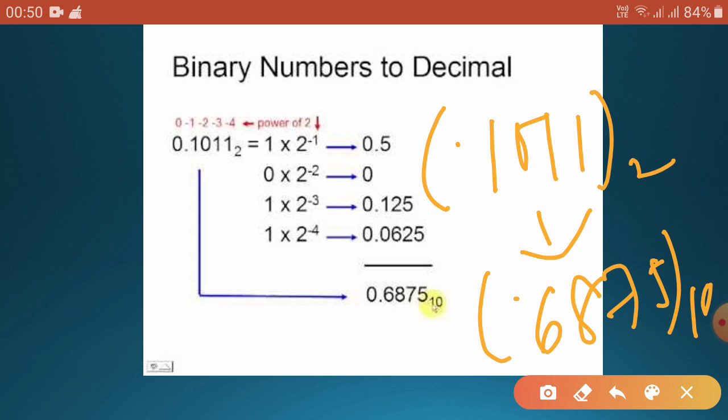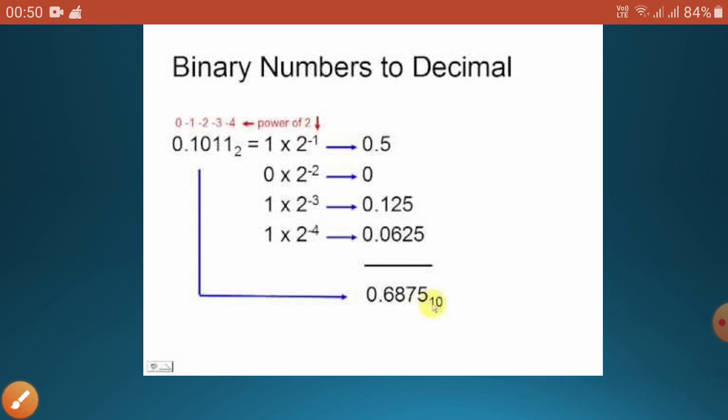If you have doubt, then pause it and recap it. Go to the next slide.